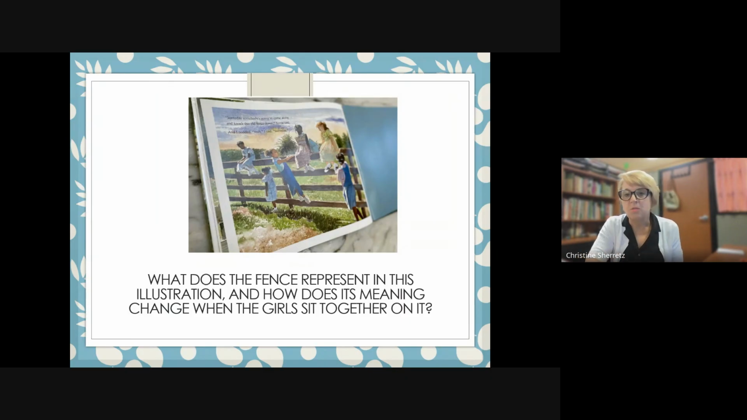And this is an example. If you've read this book, you know that it's about the other side of the fence. You have an African-American girl looking across the fence at this white girl. And they know because of the times that they're not allowed to play together. But now we see everybody playing together. One thing that you could talk to your students about is, what does that fence represent? What's the symbolism that it represents? How does the meaning change now that everybody is sitting on the fence? So you can see that with this illustration, we're using higher level thinking to talk about the symbolism of the picture.